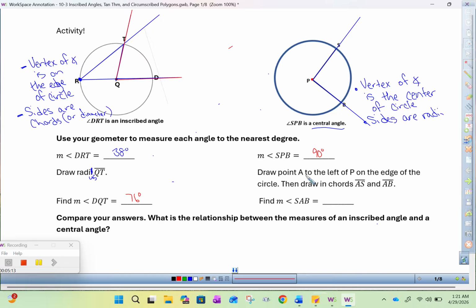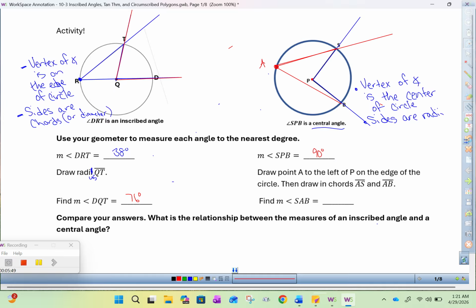But I asked you to draw point A to the left of P. So you may have gone directly to the left, but you could have also gone up a little bit or down a little bit. And just to show you that, I'm going to draw mine a little bit up. Don't change where yours is. But then it wanted you to connect the A to S first for that chord, and then A to B for that chord. Okay, put some vocab in here from last time as reminders. And ask you to measure angle SAB, this new angle we just formed.